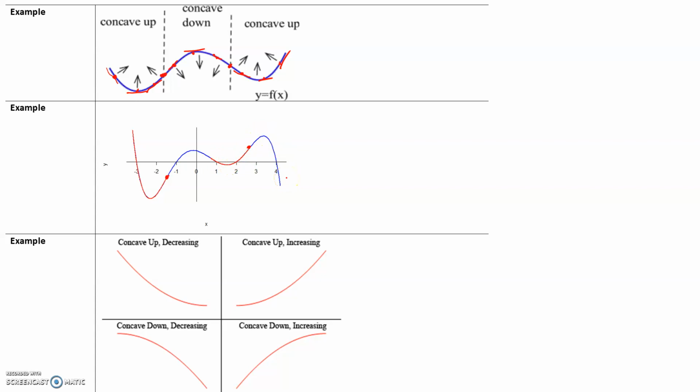So when you have a U shape, this is concave up. We have an M or part of an M, like the second half of the M. This thing, so this is concave down. This is concave down and increasing, concave down and decreasing.